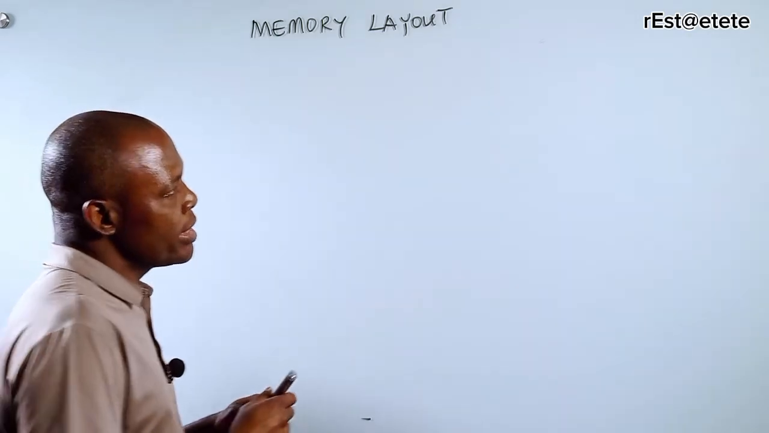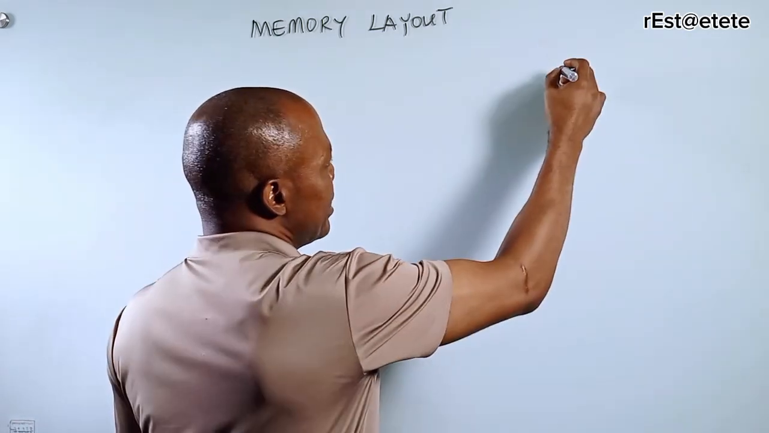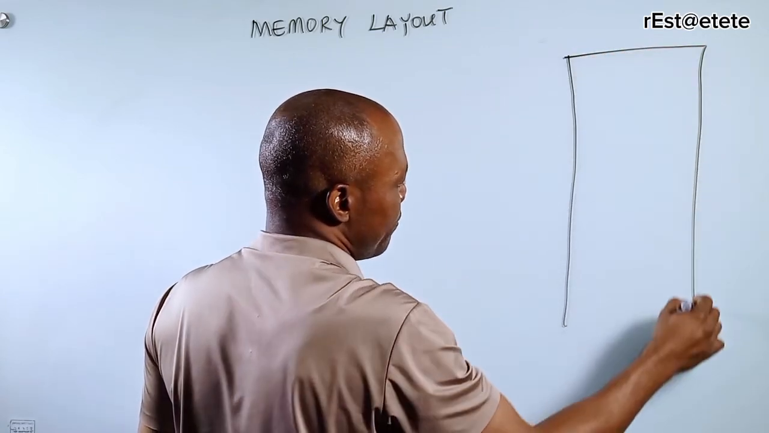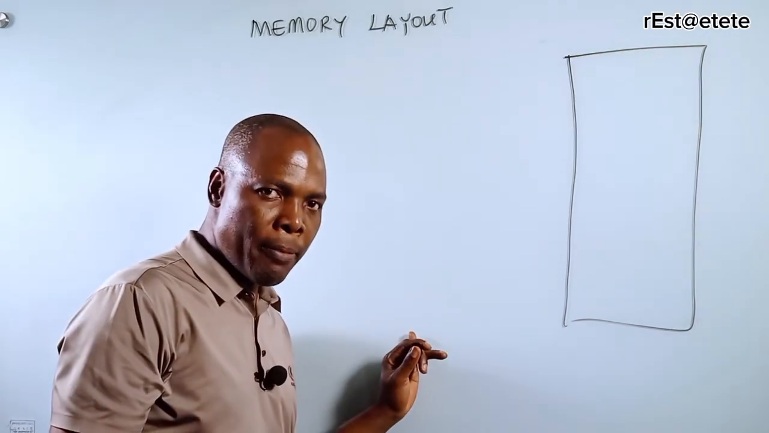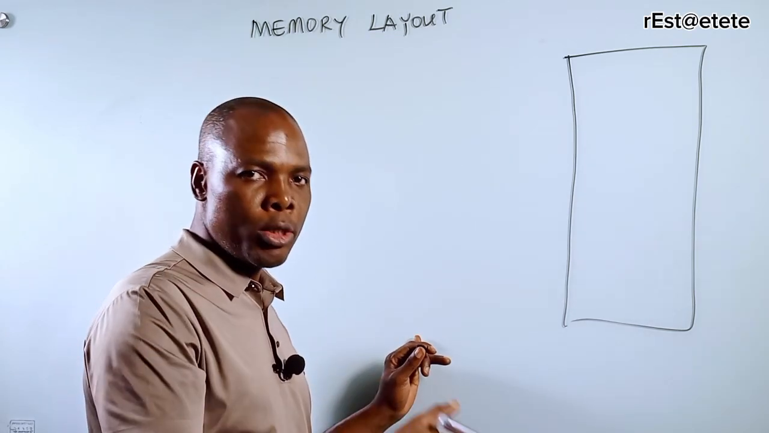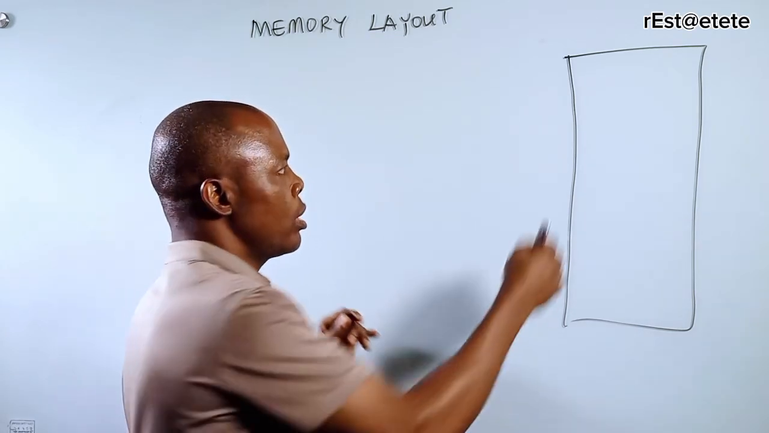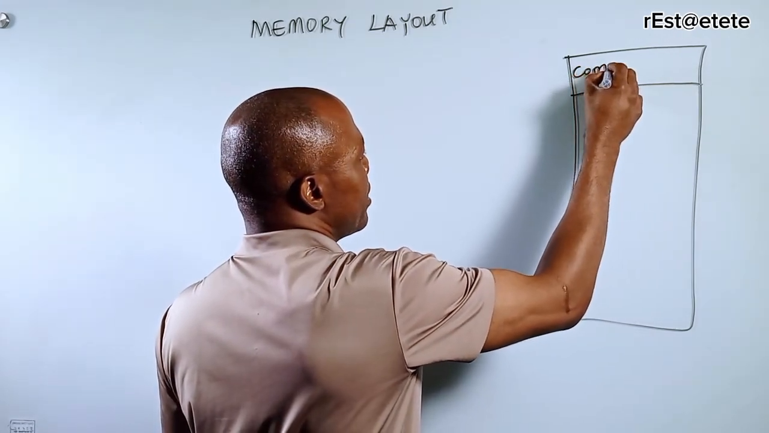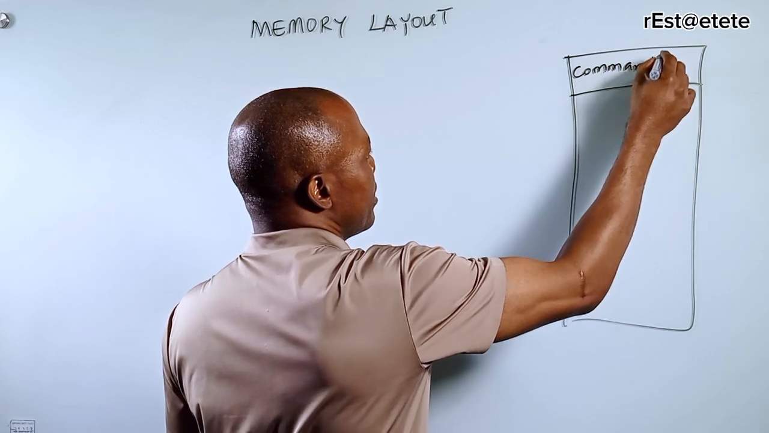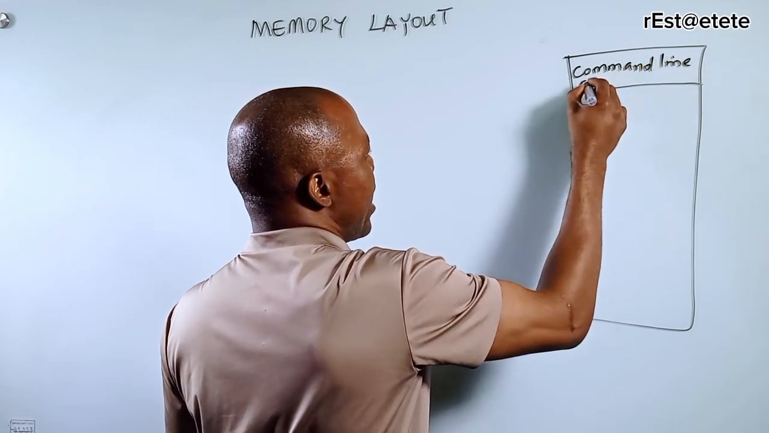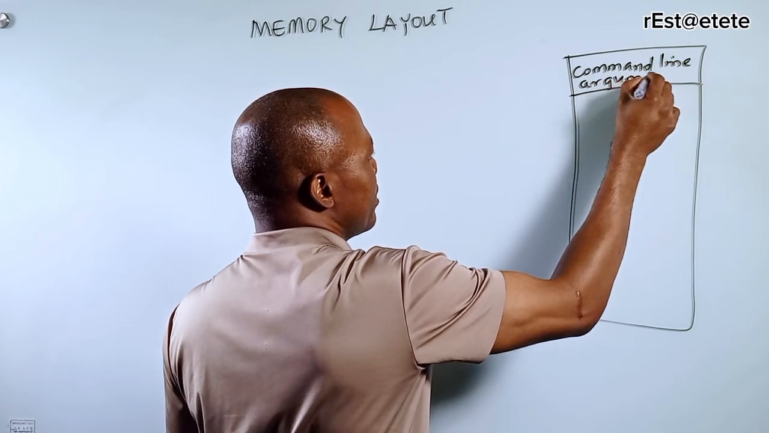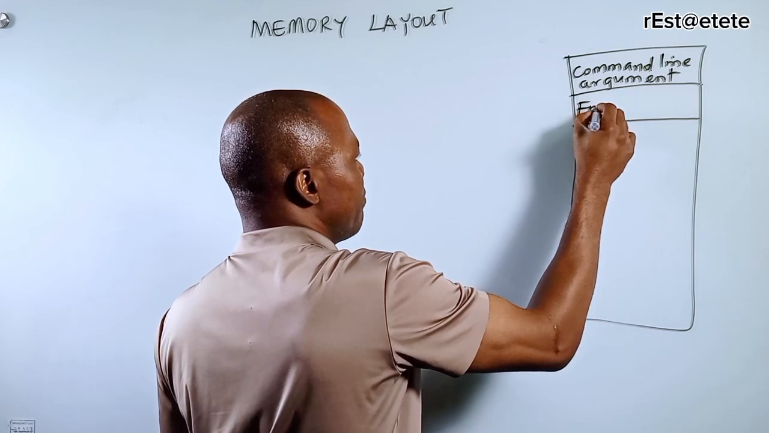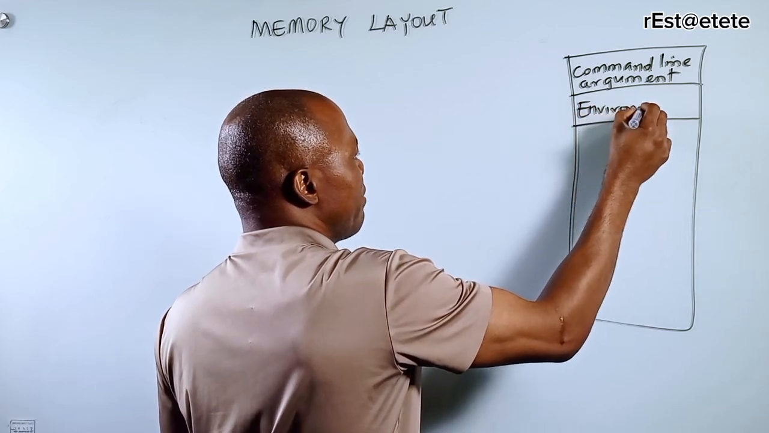So memory layout in C is like this, which I demonstrated in the last class. We have something like this. When you write your program, the operating system is going to load it into memory when you try to execute. So the first part is what? Command line argument, right? The second part is what? Environment variable.